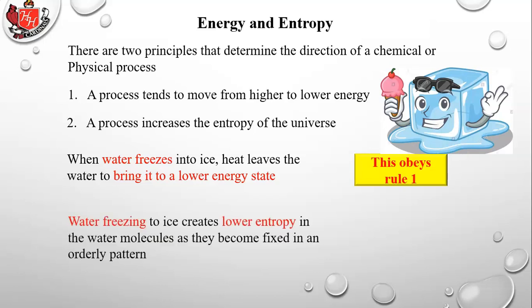However, water freezing to ice creates lower entropy. In other words, the molecules of water become more orderly. They become fixed in nice crystalline positions. So water freezing to ice creates lower entropy in the water molecules as they become fixed in an orderly pattern. So that violates rule 2. So whether you're melting water or freezing water, you're obeying one of those two rules and you're violating one of those two rules. So how do we reconcile this relationship between energy going to lower energy and increasing the entropy of the universe?